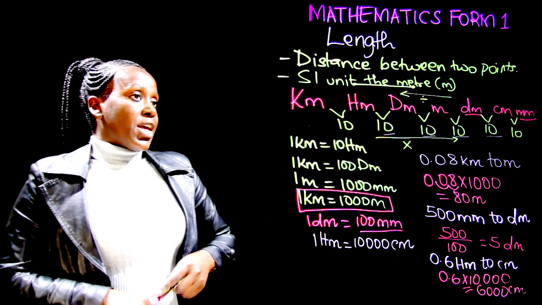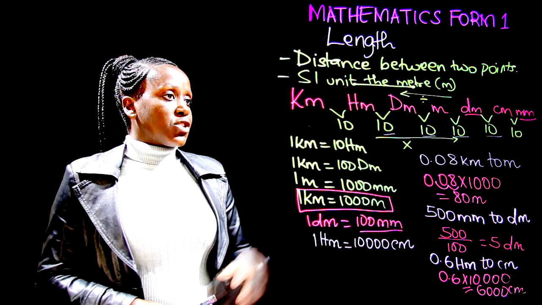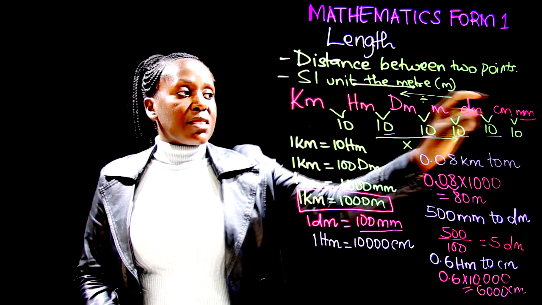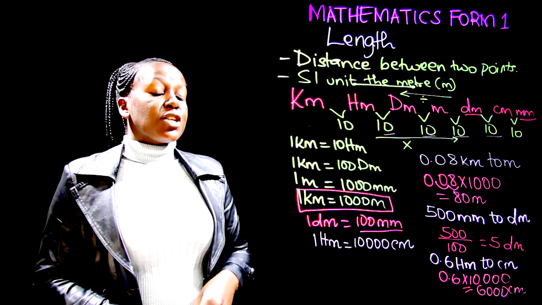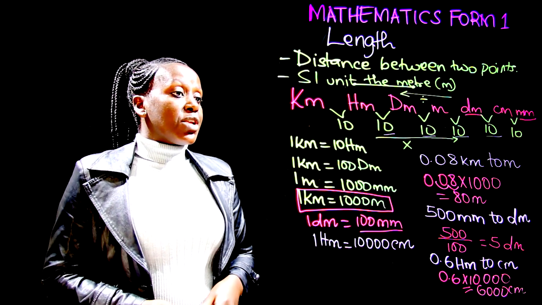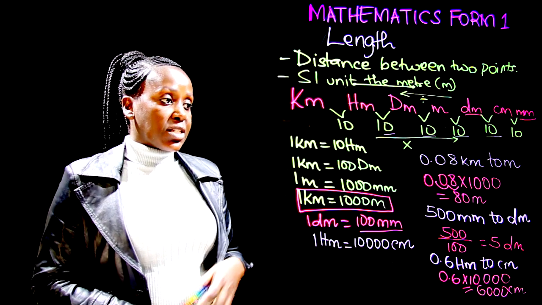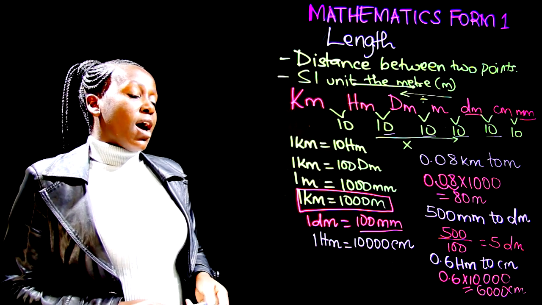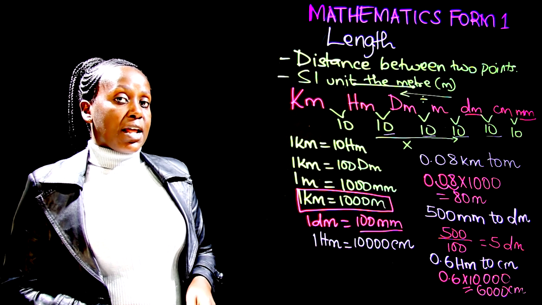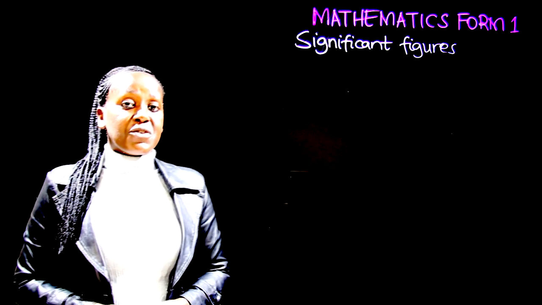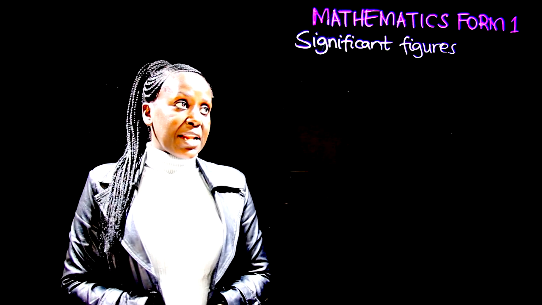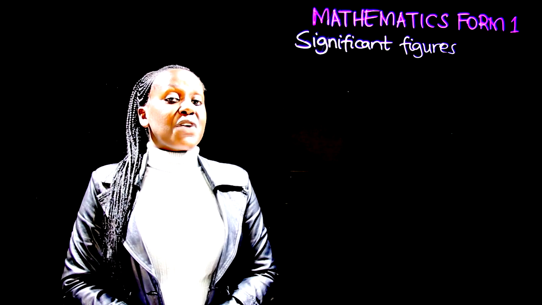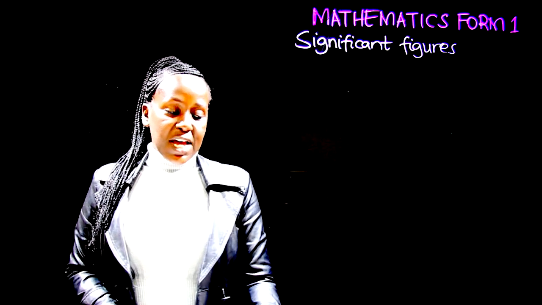So what we have learned today is how to convert between the units of length, and all you need to do is to remember this formation, and that between any two units we have 10 units. So now we are going to look at how to determine the value of significant figures in a number. So in math, we have different methods of approximating numbers, and one of them is to write them correct to a specified number of significant figures.